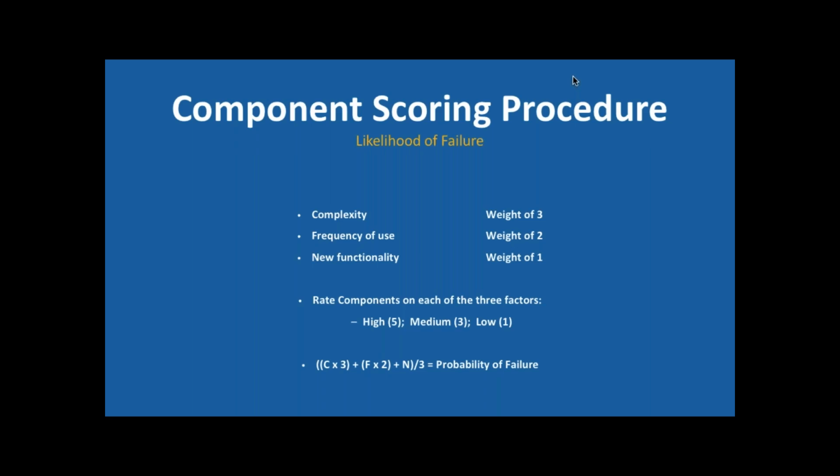Frequency of use. So we've determined, perhaps this is an ATM, and we know that at ATMs withdrawals are performed a lot more than deposits. So with frequency of use, we're going to give that a weight factor of 2, and then new functionality, we're going to leave that as is, and that just has a weight factor of 1. So whatever we determine the score, and then we're going to rate our components on each of the 3 factors. So high, medium, and low.